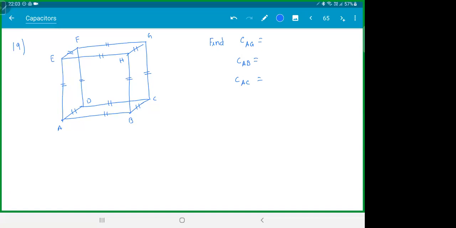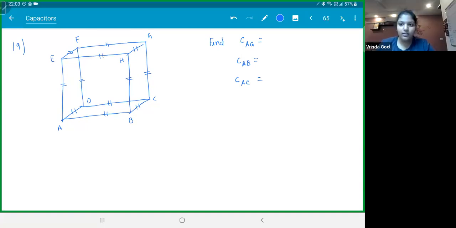This is a cube symmetry. How will we do this? Try. All the capacitors are C, right? All C.